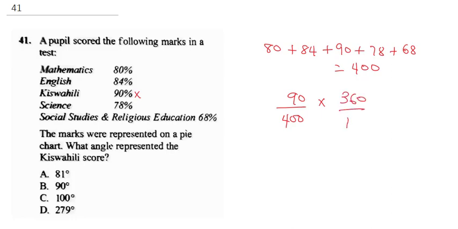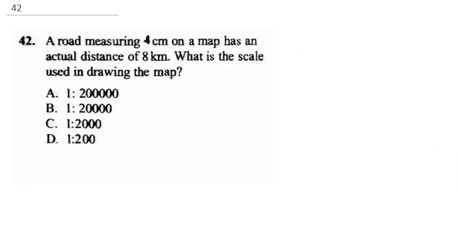So this is going to give you, this 0 will cancel this. 4 here, 1 is 1. 4 into 36 is going to give us 9. So we have 9 times 9, and that's 81 degrees. Final answer. So the correct answer here is going to be what? A. So that will take me to question 42.